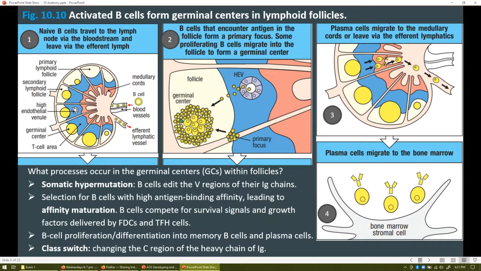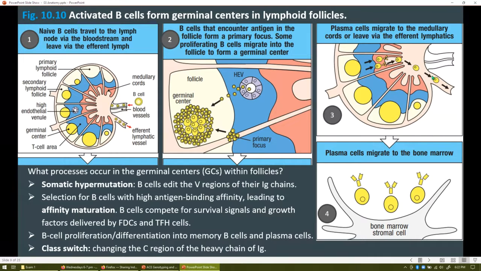Eventually, the primary focus is made up of cells that are both dividing and producing antibody. And some of those cells are going to move into the follicle to form a germinal center where they can undergo somatic hypermutation. Plasma cells are going to migrate to the medullary cords after they present antigen in the germinal center to T follicular helper cells, and are told that they can turn into a class-switched plasma cell. They're going to traffic to the medullary cords, and they may leave via the efferent lymphatics.